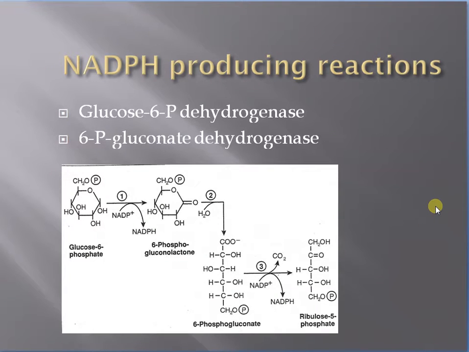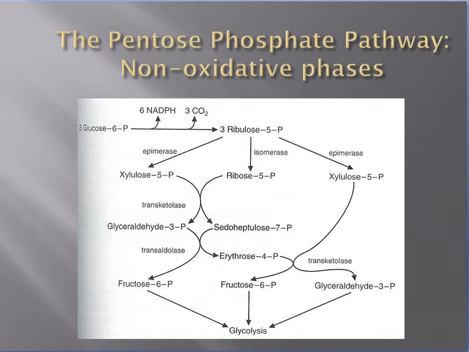NADPH is produced by reactions catalyzed by glucose 6-phosphate dehydrogenase and by another enzyme, 6-phosphogluconate dehydrogenase. NADPH is produced in the pathway's final steps. In the non-oxidative phase, ribulose 5-phosphate is converted to ribose, and also to sedoheptulose and erythrose, ultimately going to glycolysis. Six NADPH are produced through these mechanisms.